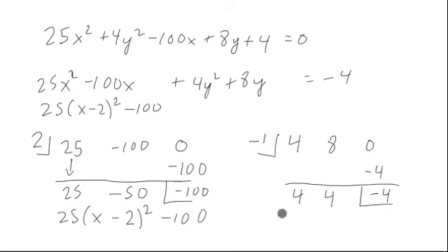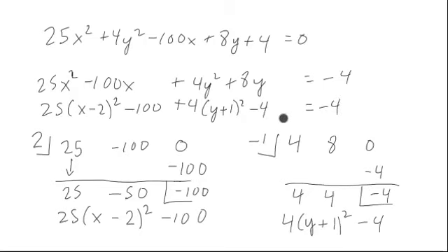Factor the 4 out of these. (x plus 1), put a square on it, and -4. You've done that part. Except in this particular case, we're dealing with y's, so of course this would be a y. So this would be plus 4 times (y plus 1) quantity squared minus 4 is equal to -4.